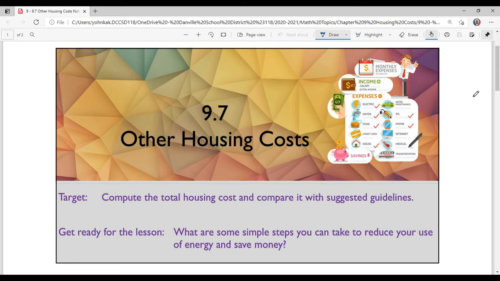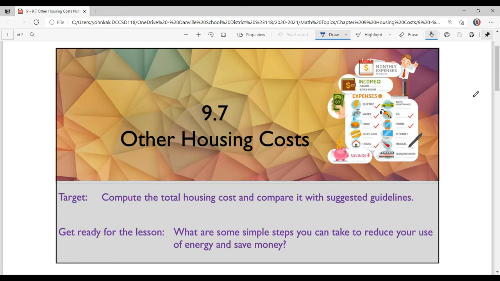Today we're going to compute the total housing cost and compare it with suggested guidelines. For instance, there is a recommended percentage that you spend every month on housing. And so we're going to talk about that.